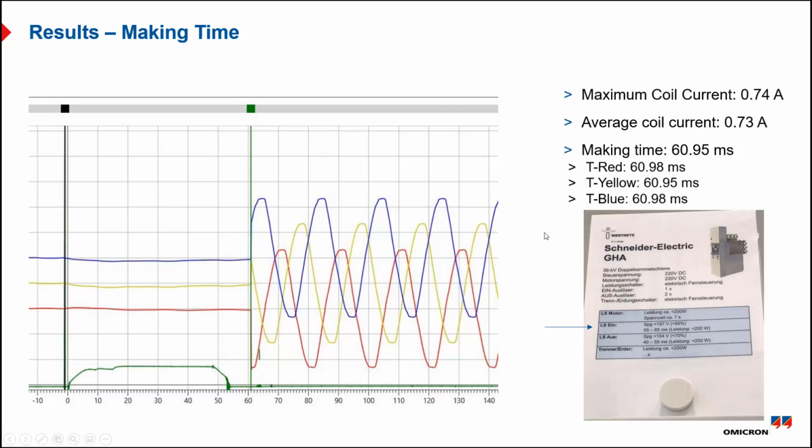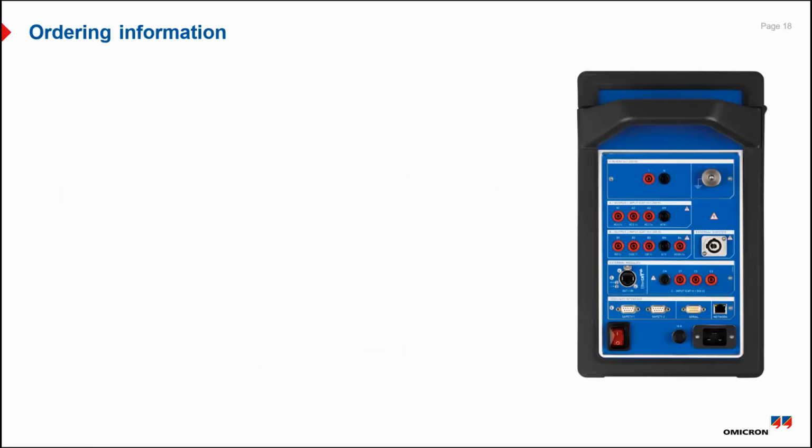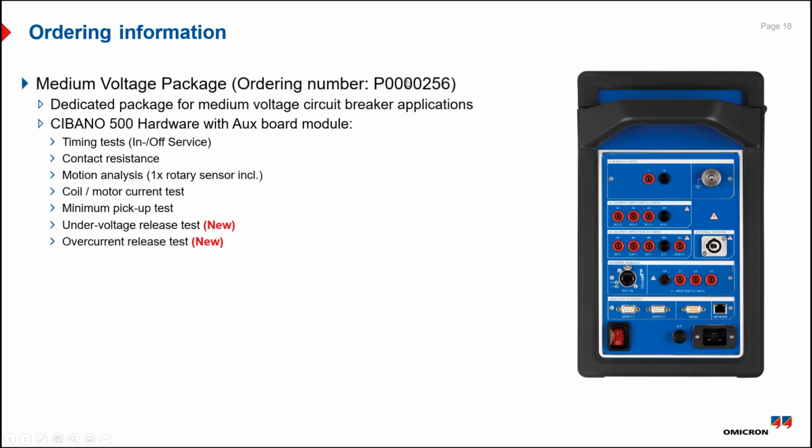So this is it. This is all about the demonstration, and a little bit about the information, like where to get such a device and how you can order it. There is a medium voltage package already defined in our brochures and ordering details, which is attached. You can see this ordering number as well. And this package is dedicated for medium voltage applications, for all the different types of applications, not only medium voltage GIS, but the medium voltage VCBs, SF6 breakers, all of them.